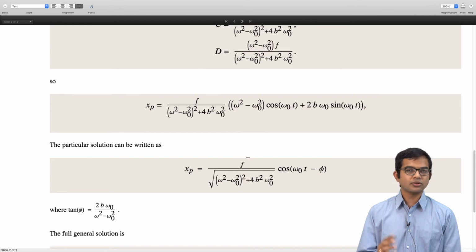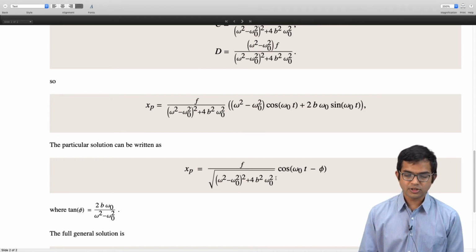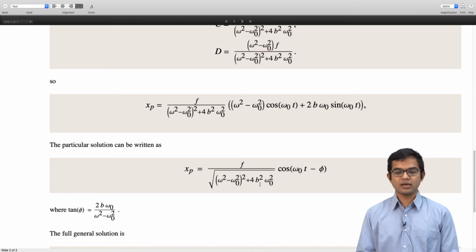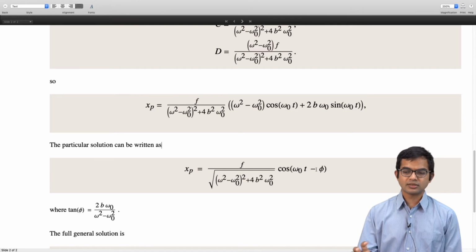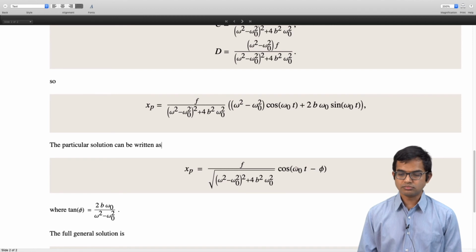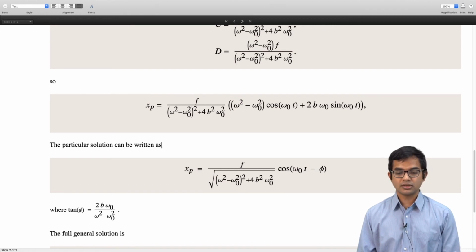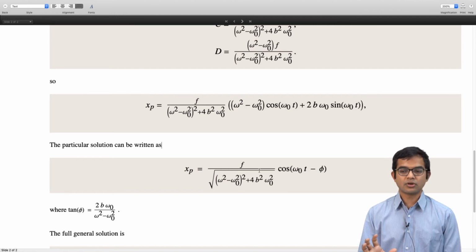Here you can check that indeed phi must be chosen such that tan phi is equal to 2b omega naught divided by omega squared minus omega naught squared. What this tells us is that if you're driving your system at a frequency omega naught, the particular solution is also going to have the same frequency, but there's a phase difference, right? The solution is out of phase by an amount phi, which is given by this quantity.